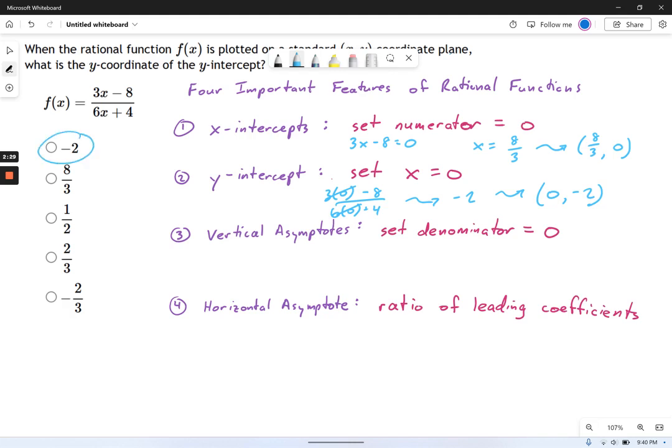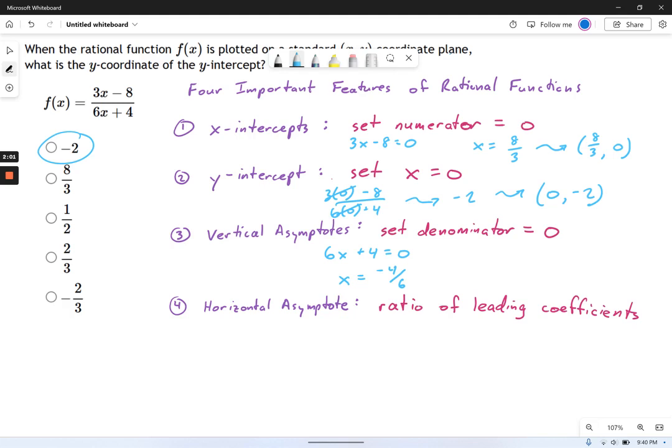Now, the vertical asymptotes, here we set the denominator equal to 0. So all we have to do is say 6x plus 4 equals 0. We solve that, we get x equals -4/6. If you want to simplify that to -2/3, that's fine. But this would be our answer. This is actually supposed to be an equation, not a coordinate point. It's a vertical asymptote that runs vertically at the x value, -4/6.